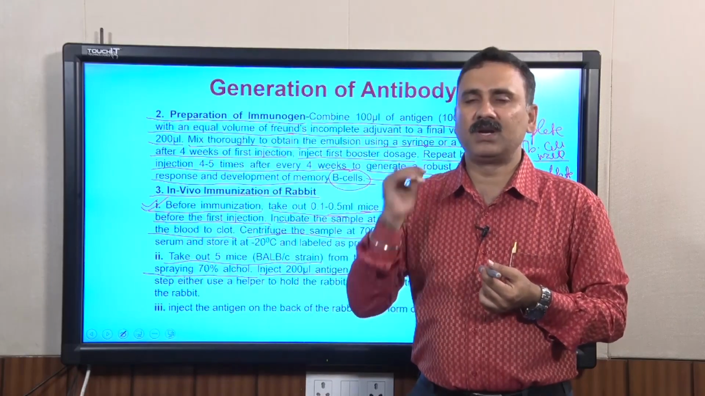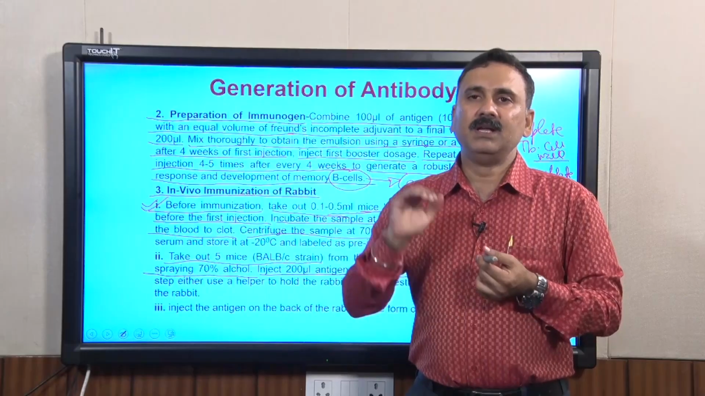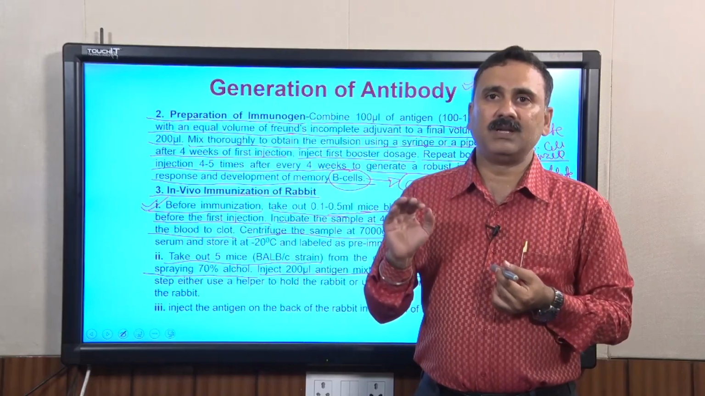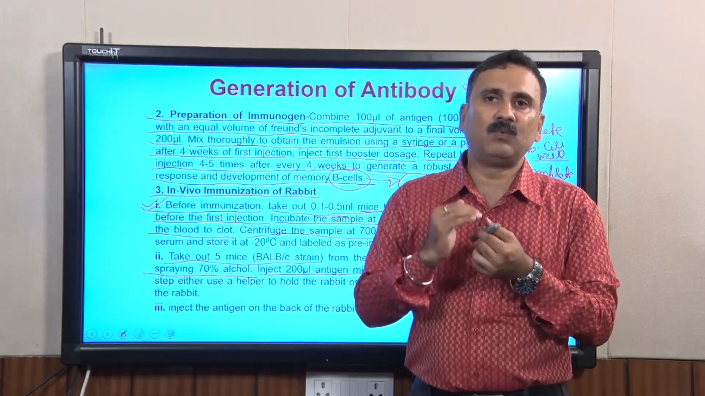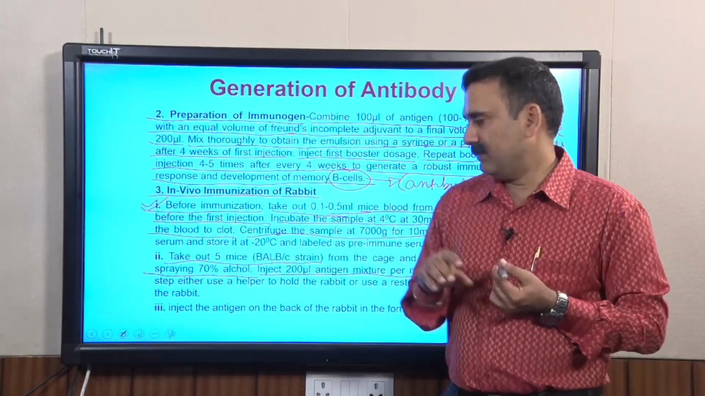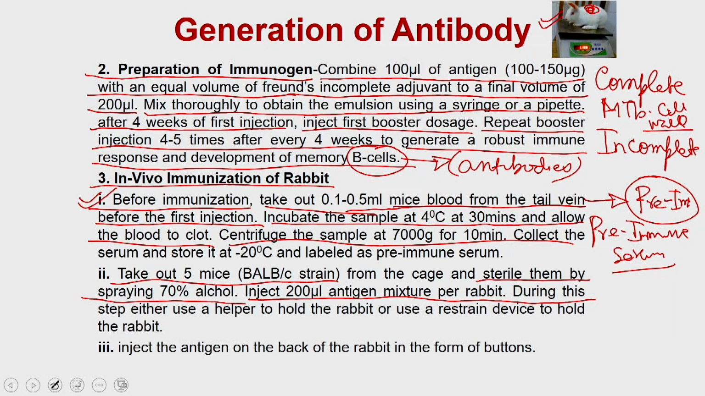So, what you can do is remove some portion of the hair, sterilize, and then inject the rabbit in small quantities. You do not have to inject the 200 microliters at one place; you inject and make buttons onto the back side of the body. During this injection process, you use a helper to hold the rabbit, or you can use a restraint device, because the rabbit is going to feel pain as you are injecting the antigen, and that is why you need somebody to hold the rabbit.